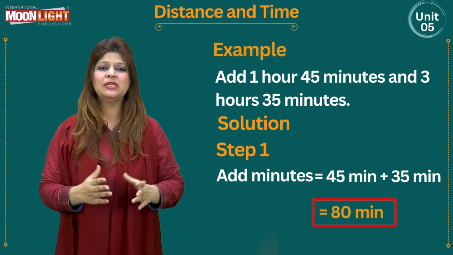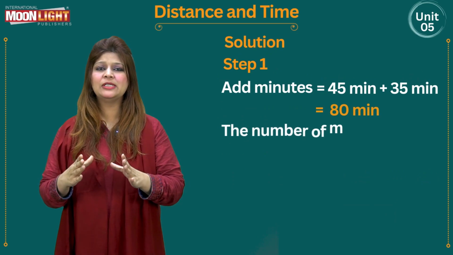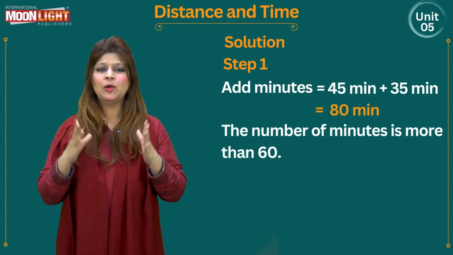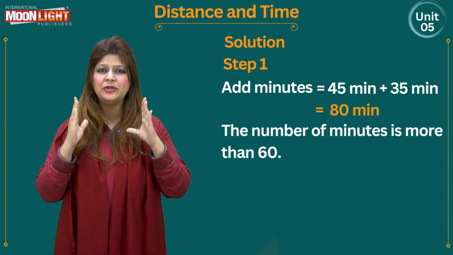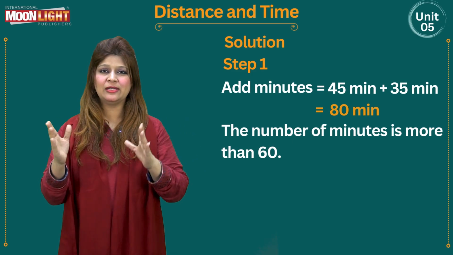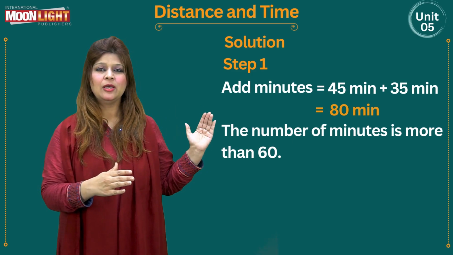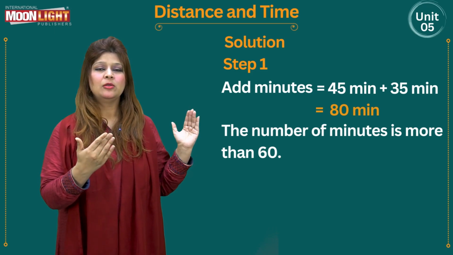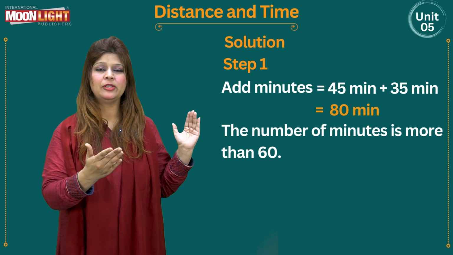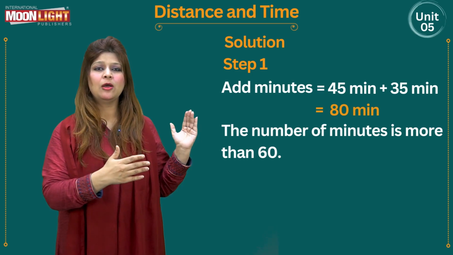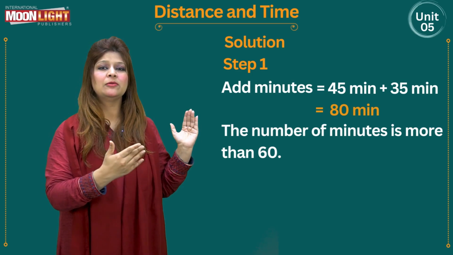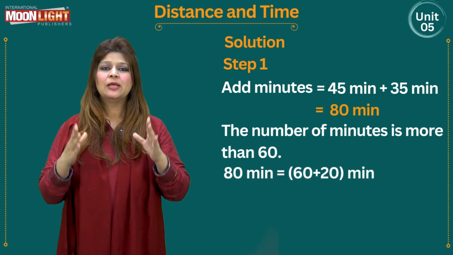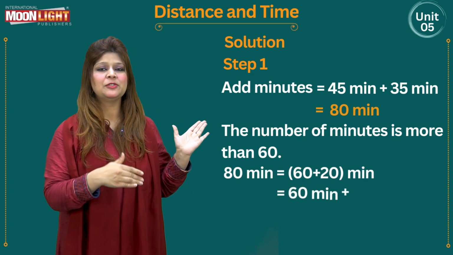Now this means that the number of minutes is more than 60. Whenever we have a number of minutes more than 60, what do we do? We just break it down into 60 and the other part. In other words, from it we are going to subtract 60. So right now I have 80 minutes, which will be 60 plus 20 minutes.